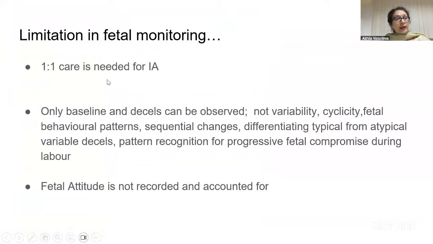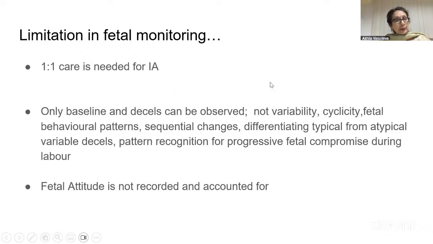So 1:1 care is needed for intermittent auscultation. And there are many things that you cannot see in intermittent auscultation. You cannot assess variability, the cyclicity, the fetal behavioral patterns, sinusoidal pattern, saltatory pattern, sequential changes in the fetal heart, differentiating typical from atypical variable deceleration, the pattern recognition. And we should know that these limitations exist when you monitor women only with intermittent auscultation.